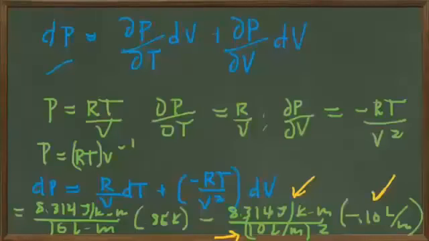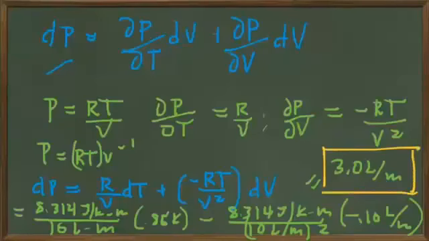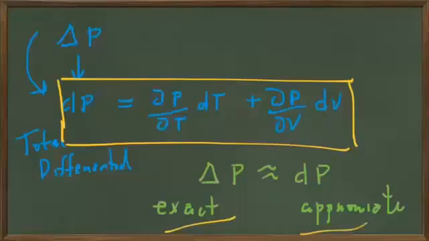So if we do all the computations and unit analysis, we get this. We get the same thing that we got before, to two significant figures. So the delta P and the dP, the difference between the exact and the approximate, are essentially the same, or they are the same to two significant figures in this case.